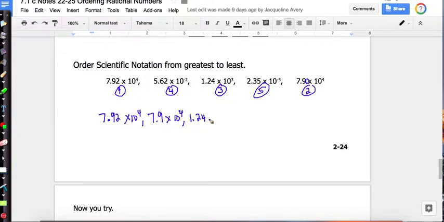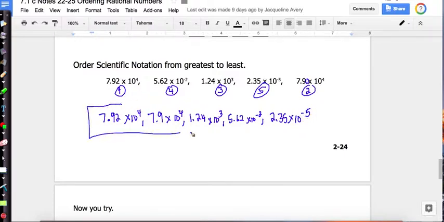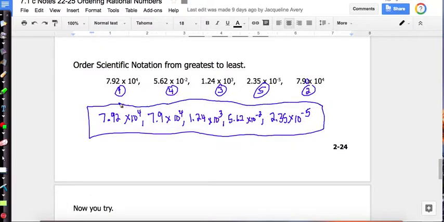124 hundredths times 10 to the third. 562 hundredths times 10 to the negative second. And last, 2 and 35 hundredths times 10 to the negative fifth. So box that in. And there's our final answer.